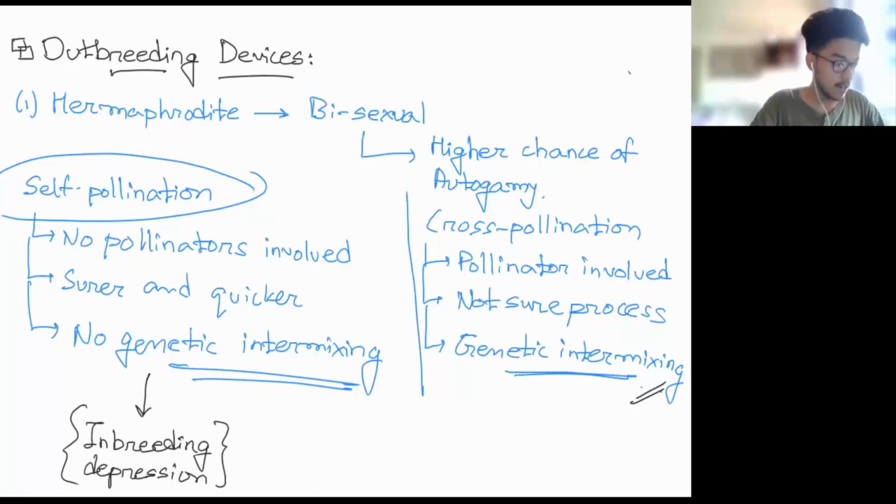In spite of that, the flowering plants have developed many devices to discourage self-pollination and encourage cross-pollination. The only reason being genetic intermixing. When there is no genetic intermixing for consequent generations, it leads to inbreeding depression, which is not at all desirable. So genetic intermixing is very important. It promotes variation. It promotes evolution as well. So now we are going to study the different mechanisms that the flowering plants have taken up so that they can prevent self-pollination and promote cross-pollination.